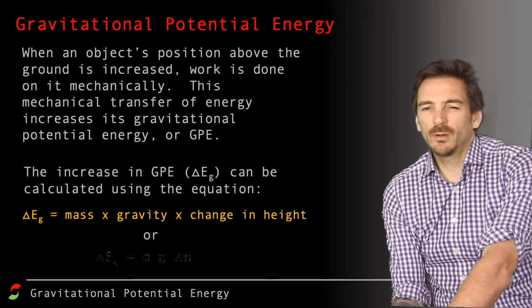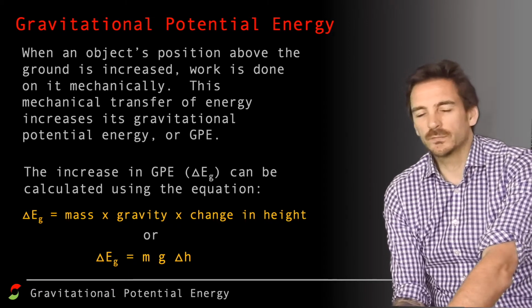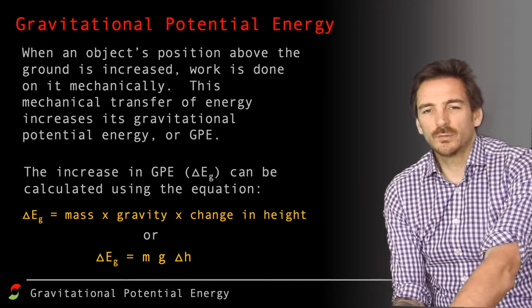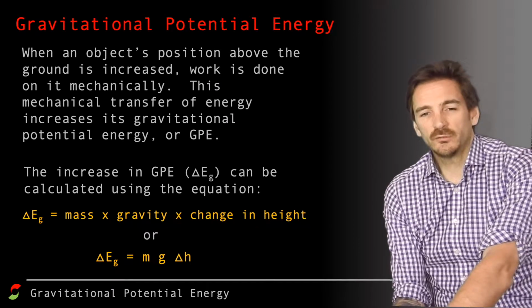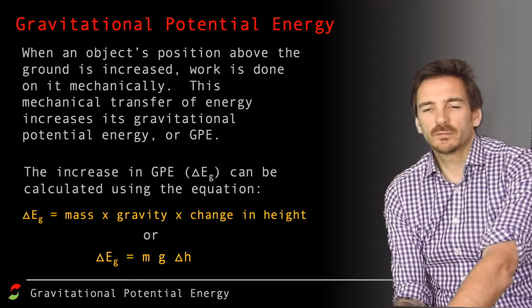So instead of writing that out, which is quite wordy, what we can do is write our equation in this form. To say it out in words, the delta there at the beginning means change. So we've got change in gravitational potential energy is equal to mass times gravity times change in height.